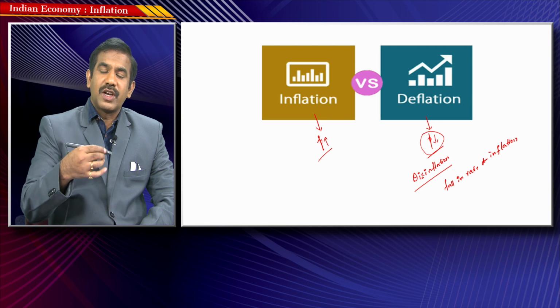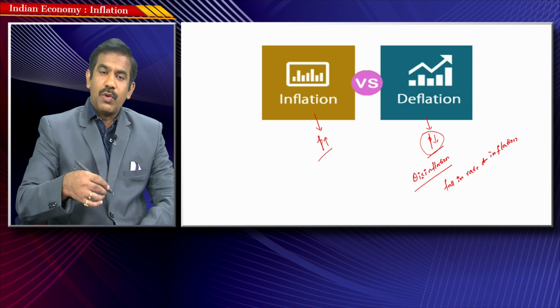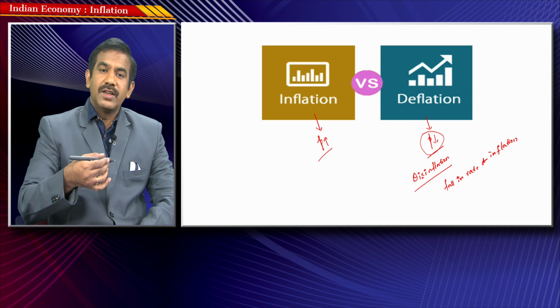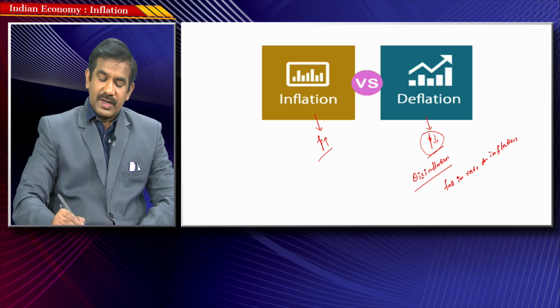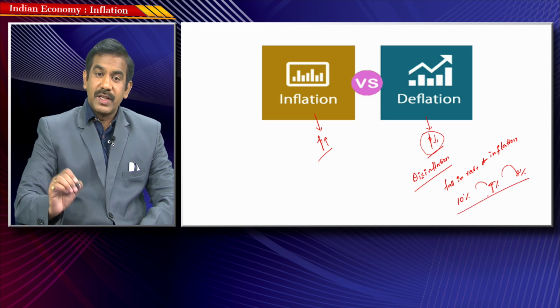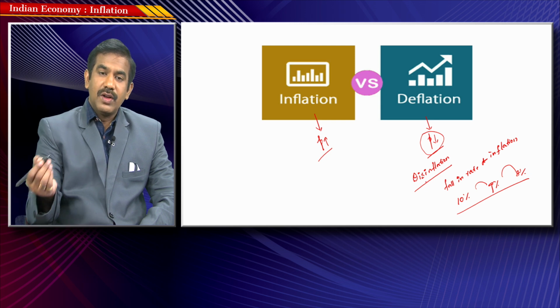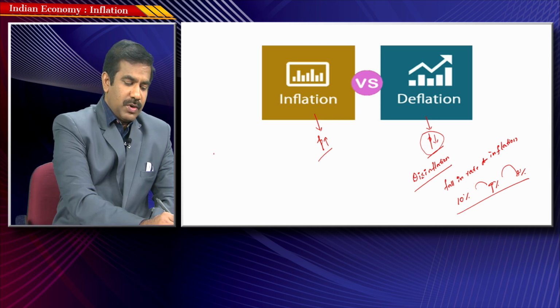So, if the policy actions of the government are resulting in taming down the inflation, then we say the phenomenon is disinflation. Let us say an inflation rate from 10% has come down to 9% and then has come down to 8%. So, prices are rising, but the rate at which prices are rising is decreasing, and this phenomenon is what we call disinflation.